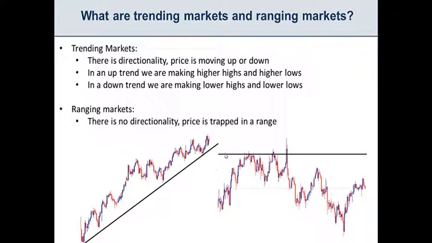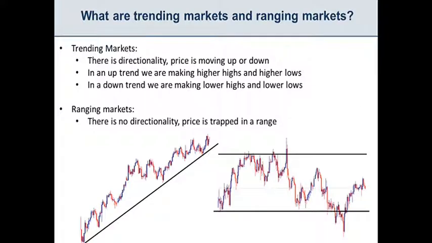We have an area of resistance right here that has been tested once, twice, and 3 times. Remember that this is just a fake out because this candle, even though the blue candle closed above the area of resistance, the red candle opened and closed below it. And we have this area of support which was tested here, here, here, and now we are moving up.